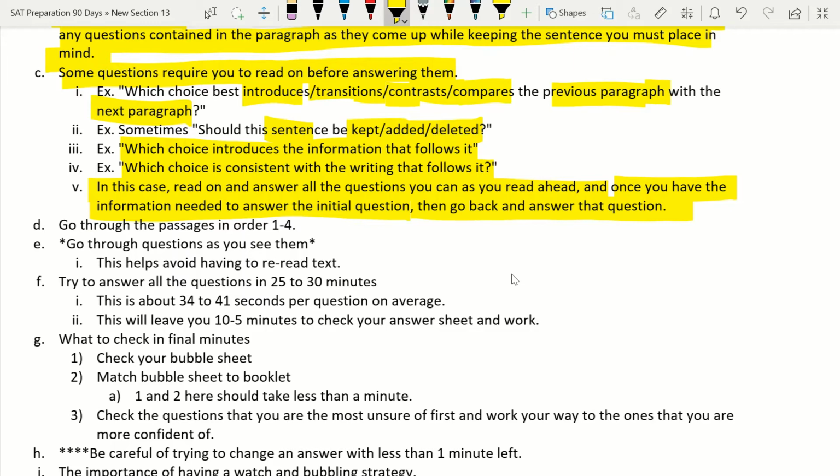Okay, now let's go ahead and continue. So, going through the passages in order, okay? There's not the same thing with the SAT reading section, where you can know you're better at science passages and do those first. You're just going to want to go through the passages in order, 1 through 4, because there's really no predicting on this one.